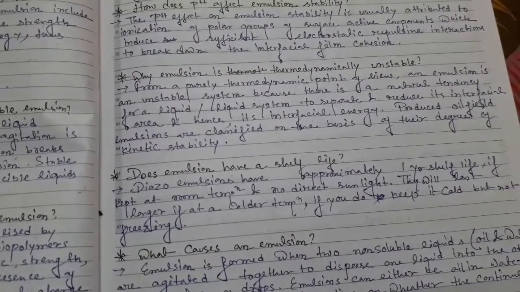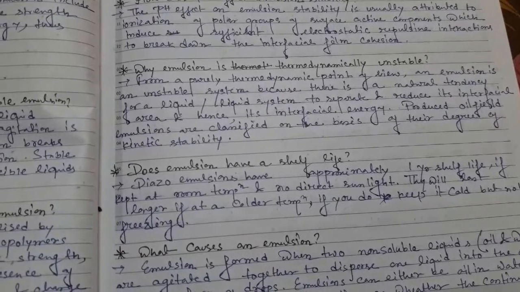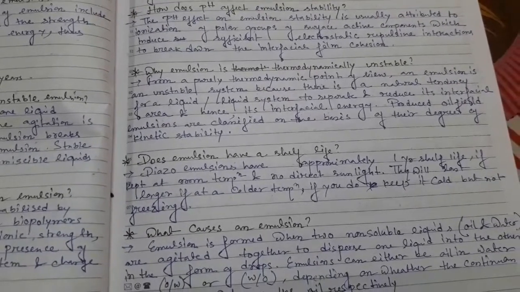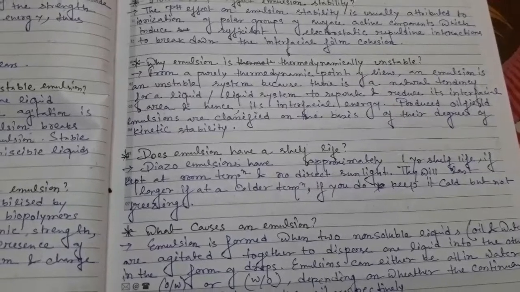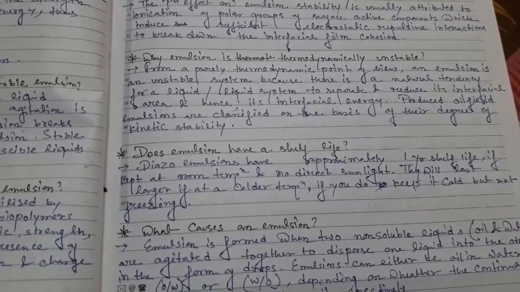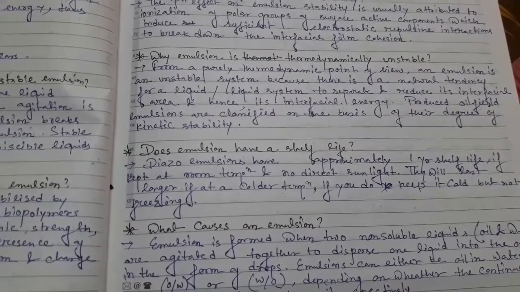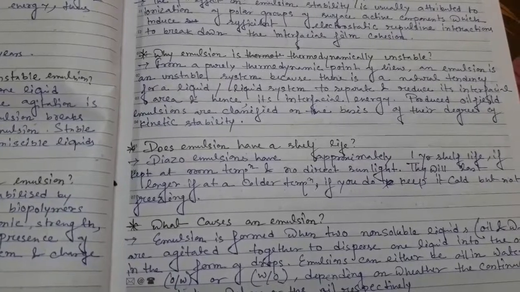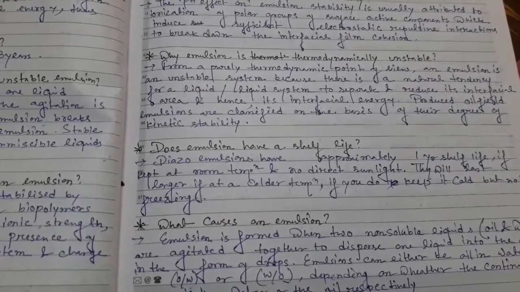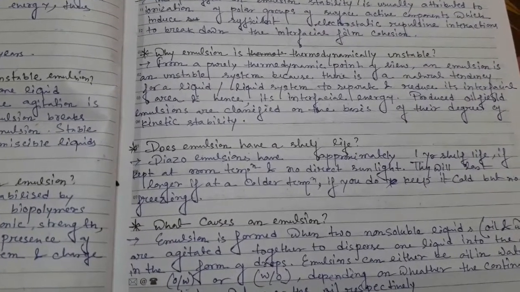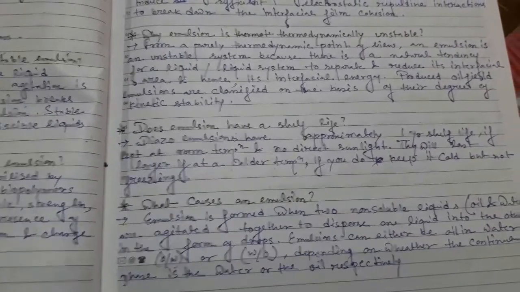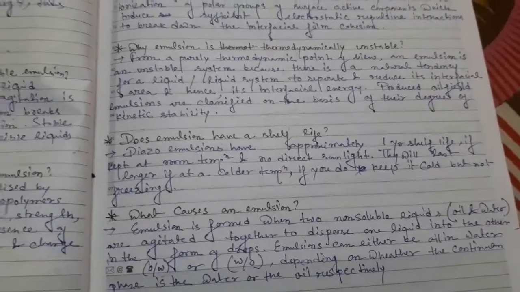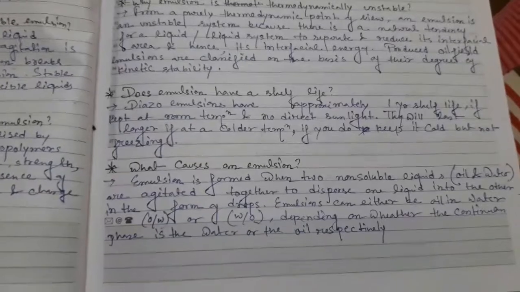Why is an emulsion thermodynamically unstable? Because from a purely thermodynamic point of view, an emulsion is an unstable system, as there is a natural tendency for a liquid-liquid system to separate and reduce its interfacial area and hence its interfacial energy. Okay, and does an emulsion have a shelf life? Emulsions have approximately 1 year shelf life.